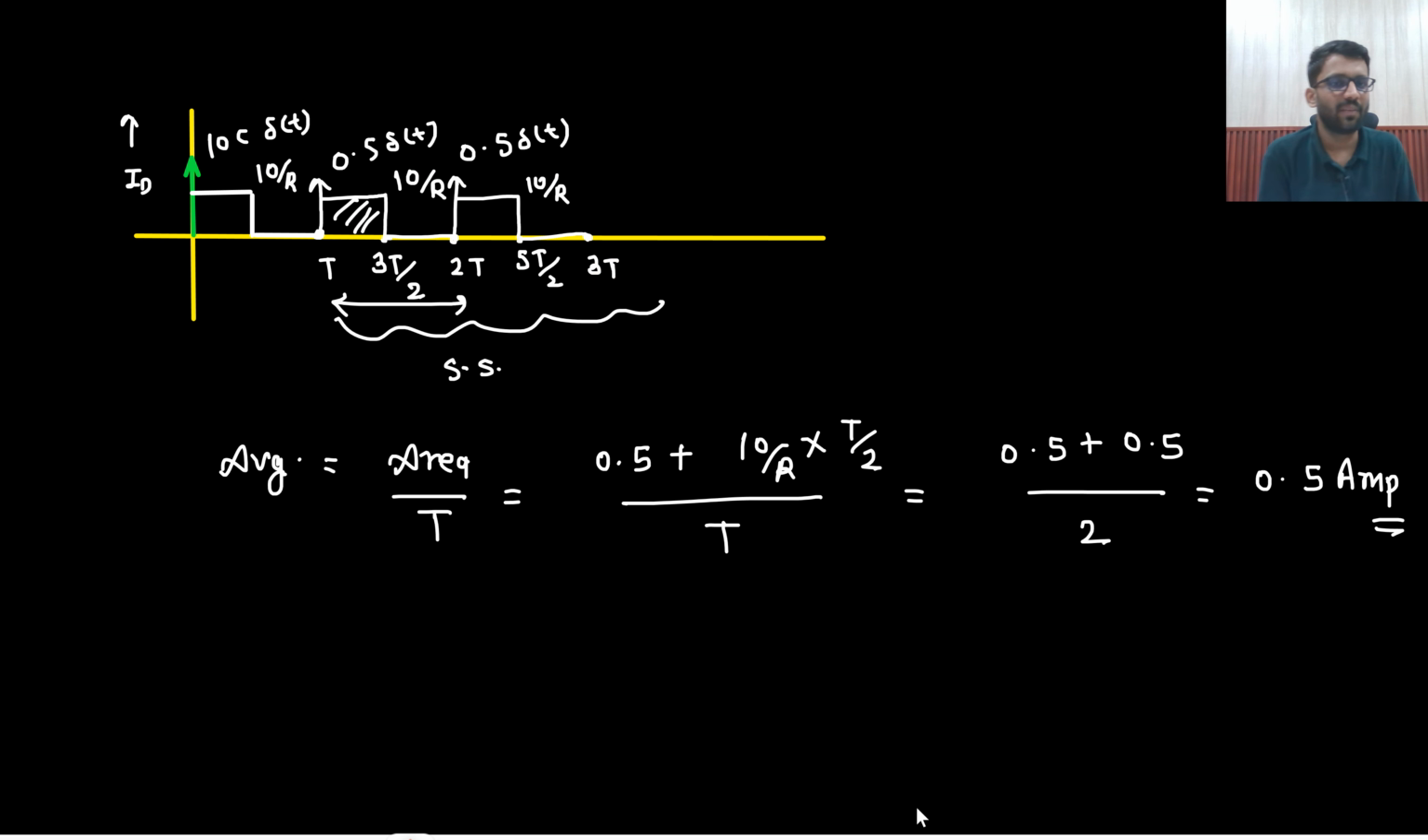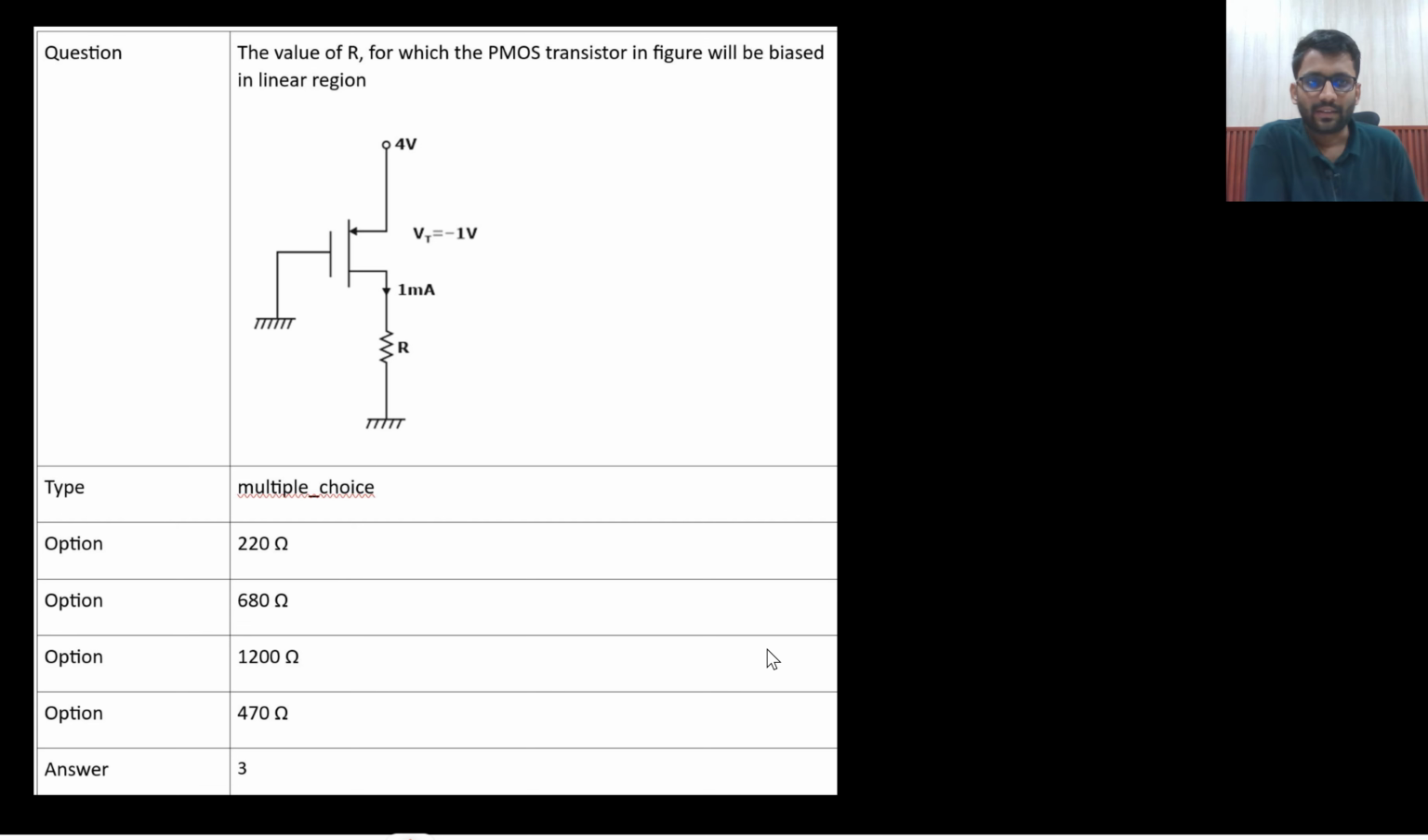So this cycle will keep on repeating, and if it keeps on repeating, then we can find out the average current. What would be the average current? Area divided by the time period. So this area is 0.5 plus this area is also 0.5, divided by time period 2. So the answer is 0.5 ampere. So this was a very good question. I hope you enjoyed it. Okay then. Let's see the solution of this one.